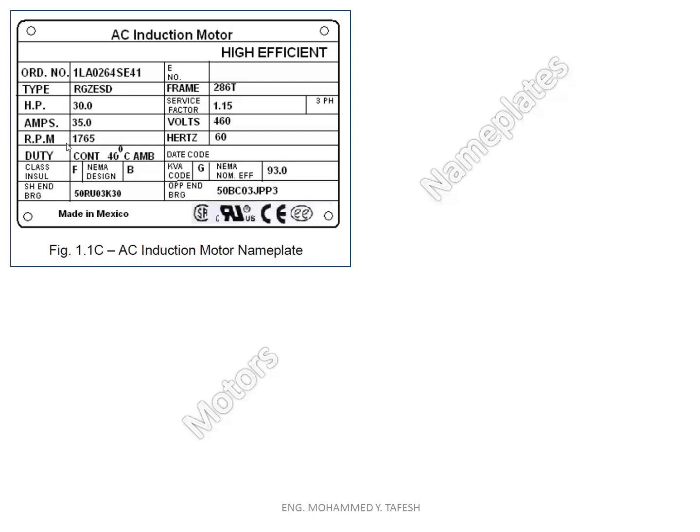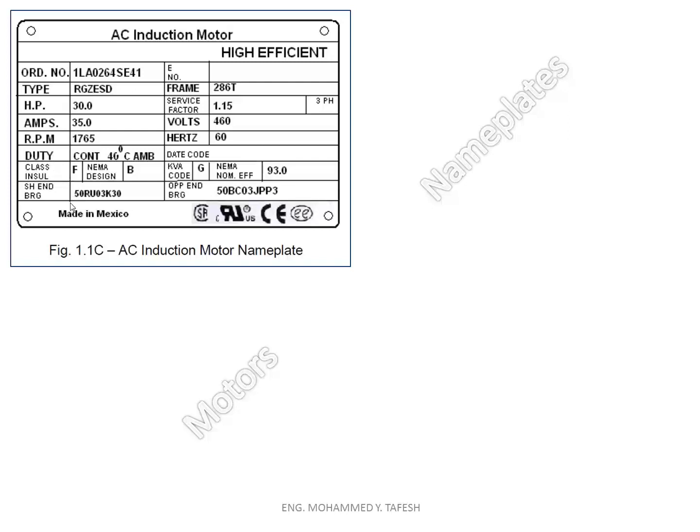RPM, revolution per minute, is 1765 at full load or at full speed. These are additional data.